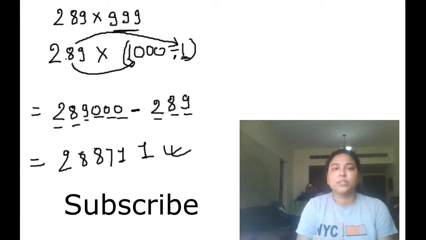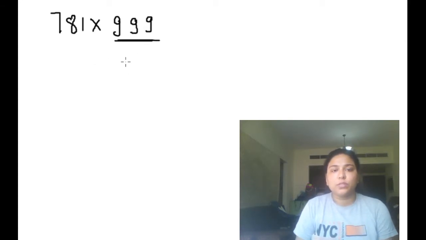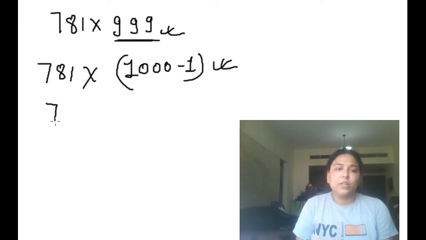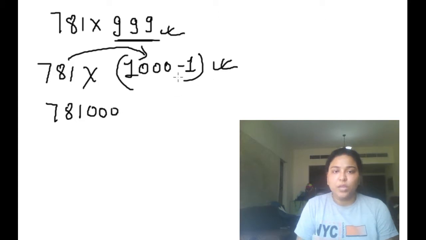Let's see the next example. 781 into 999. Again, our first step is 1000 minus 1. We can write 999 equal to 1000 minus 1. So 781 multiplied by 1000, so we will put 3 zeros, minus 781 multiplied by 1. So this is 781.